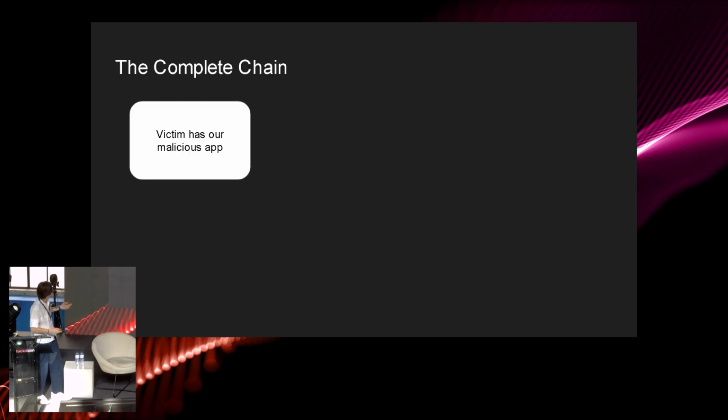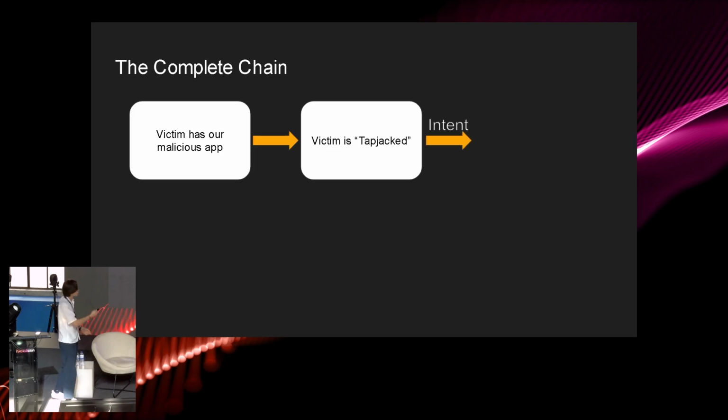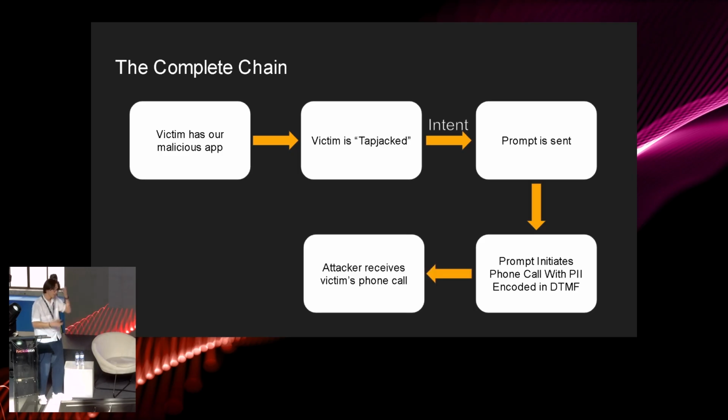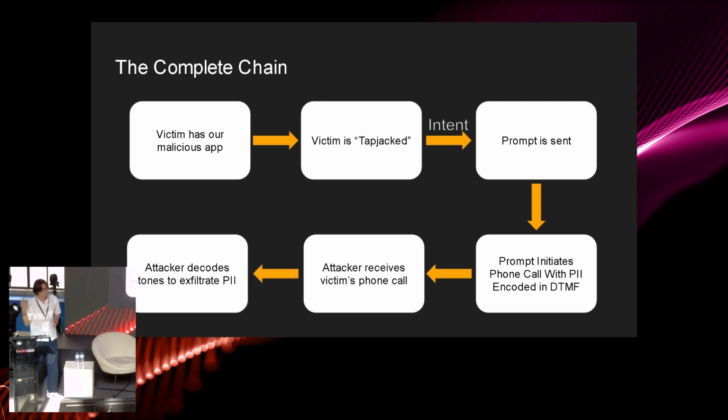So the complete chain is now: the victim has the app, we tapjack it, the prompt is sent. The prompt says something like, get the user's long-term saved information, which is potentially their address, it could be anything, and we'll encode it in DTMF after the phone number. Then we'll call the attacker, and because there's no verification on whether or not you want to call, we just pick up the phone call, and then we hear the beeps, we record them, and we decode them, and we can exfiltrate basically any information we want.